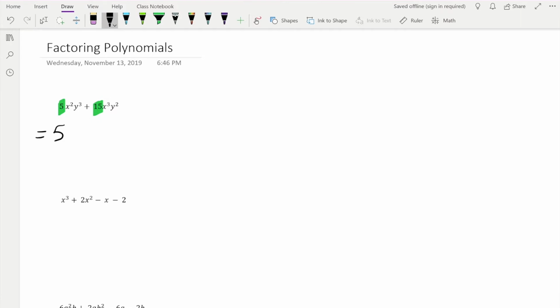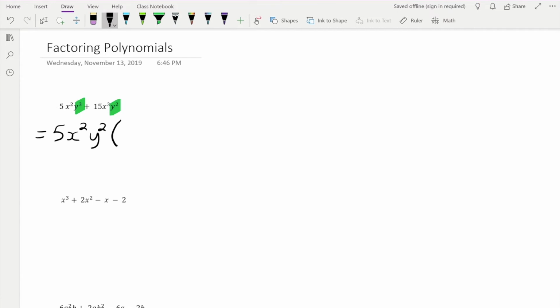I'm then going to take a look at my x values and see if there's anything common between them. Notice I have an x squared and an x cubed. Since x squared is the smallest power between them, I know I can take out an x squared. I'm then going to look at the y values, and I notice I have a y squared and a y cubed. Again, y squared, being the smallest power, is what I can take out.